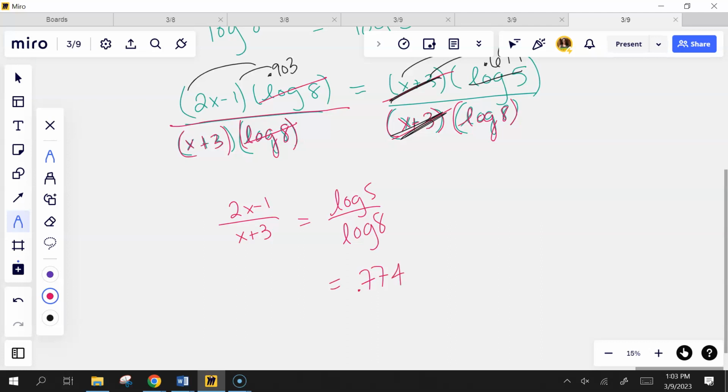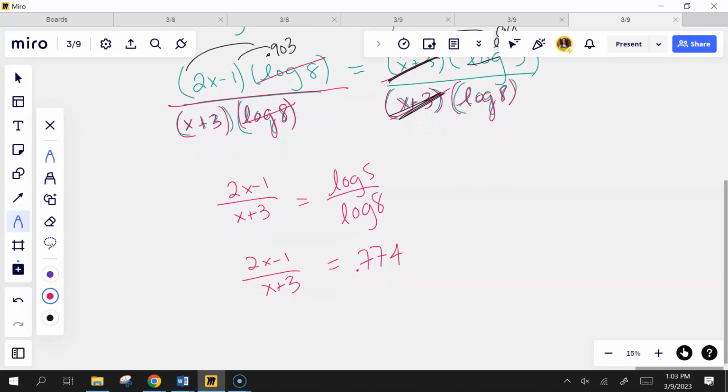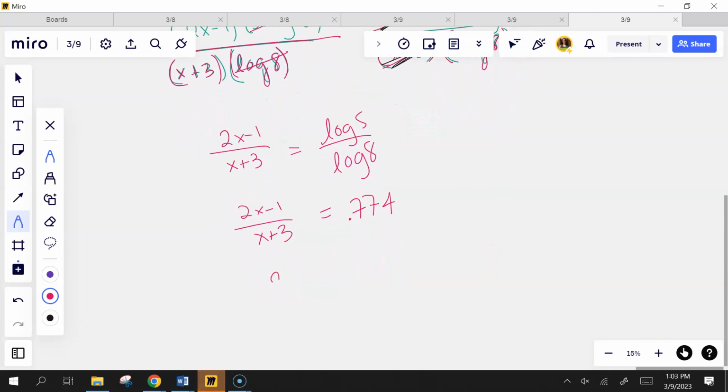0.774. You can, yes. Multiply by x plus 3 on both sides. 0.322.